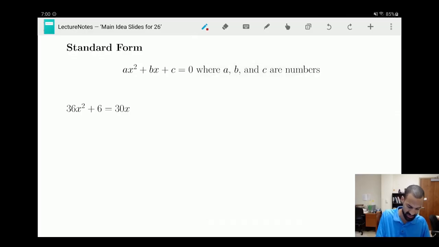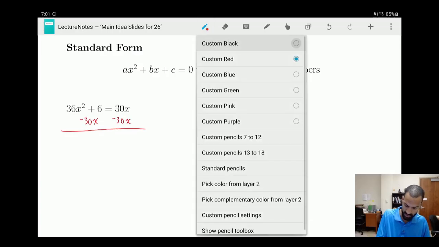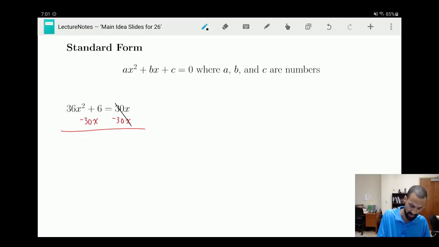Okay, I need it to equal 0, so the first thing I'm going to do is subtract 30x from both sides. And I'm going to be careful to make sure I put that minus 30x, that new term that's going to appear, in the middle, right? I already have the x squared term, I already have the constant term. What's missing is that term that's in the middle, right? So I'm going to make sure to put it in the middle. This is the bx term.